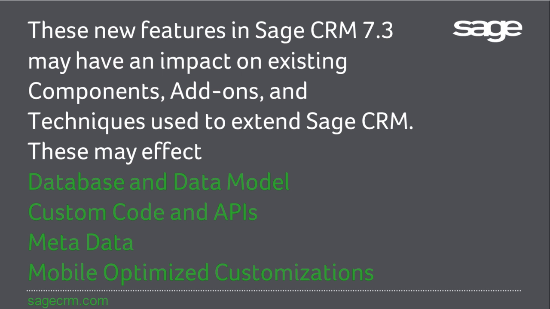These new features in Sage 7.3 may have an impact on existing components, add-ons and techniques used to extend Sage CRM. These changes may affect changes within the database and data model, custom code, and the usage of APIs, as well as metadata and any mobile optimized customizations that may already exist.